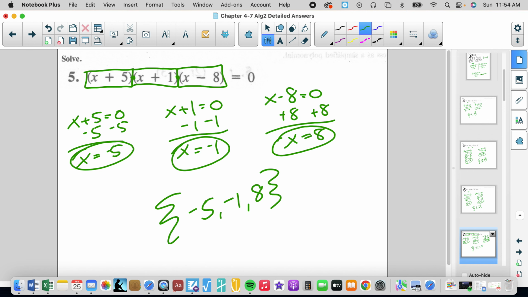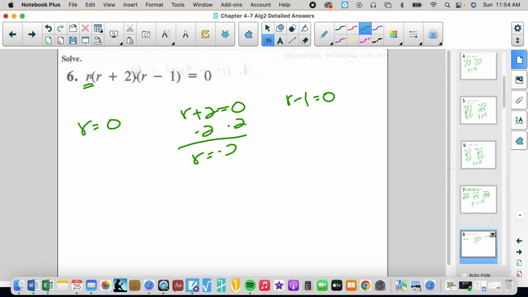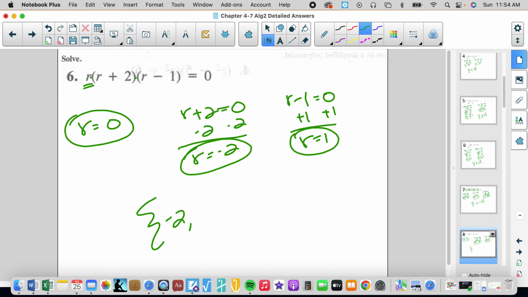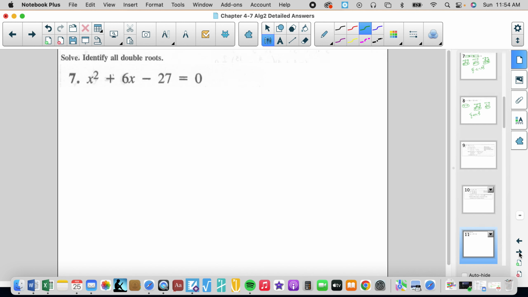And these are also going to be known as x-intercepts. The variable outside, that's multiplying. So we say r equals 0, r plus 2 equals 0, and r minus 1 equals 0. Minus 2, plus 1, and this is a solution. So we have -2, 0, and 1. That's a good one.